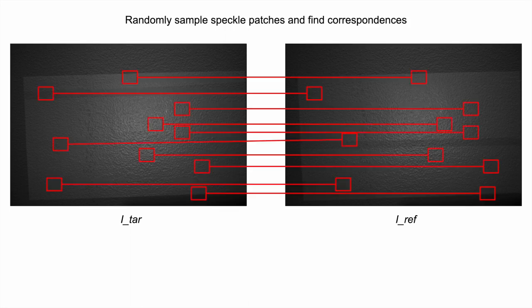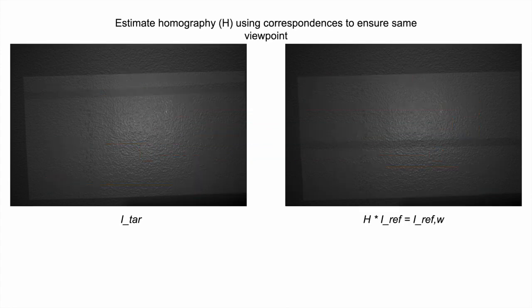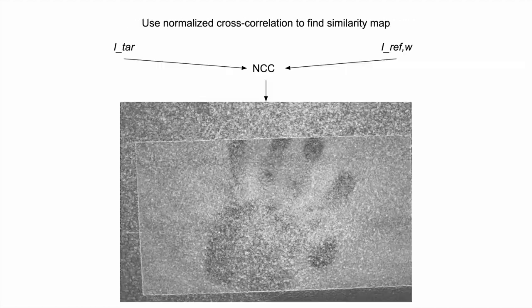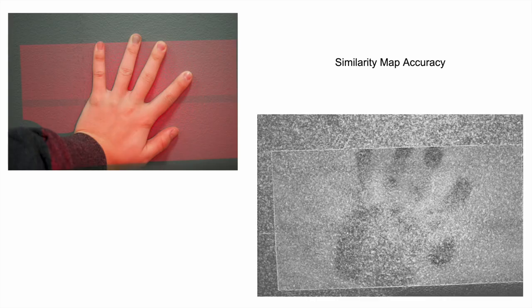To ensure this, I randomly sample 100 speckle image patches in the before image and find their corresponding matches in the after image. Using these correspondences, I compute a homography between the two images and apply the homography to warp the after image to the same viewpoint as the before image. Then, I use the normalized cross-correlation to compute a similarity map. You can see here that the map is properly able to image my hand on the wall.